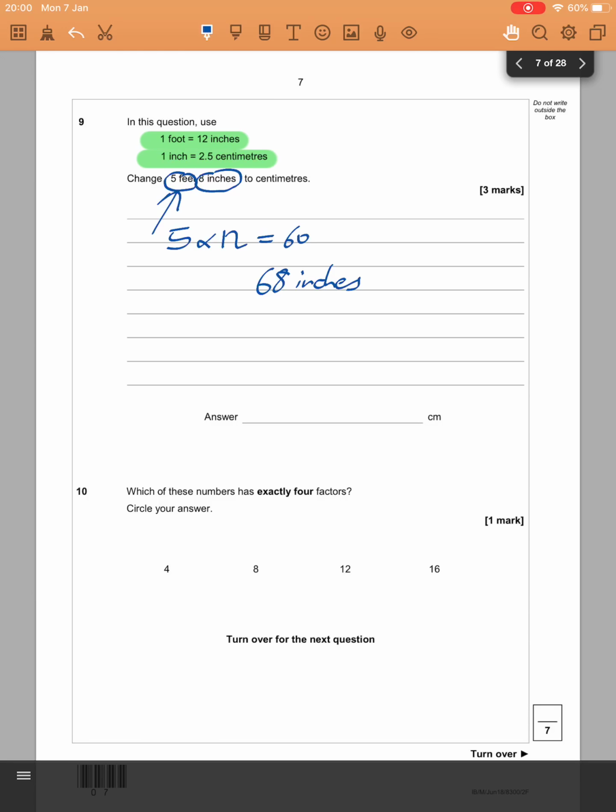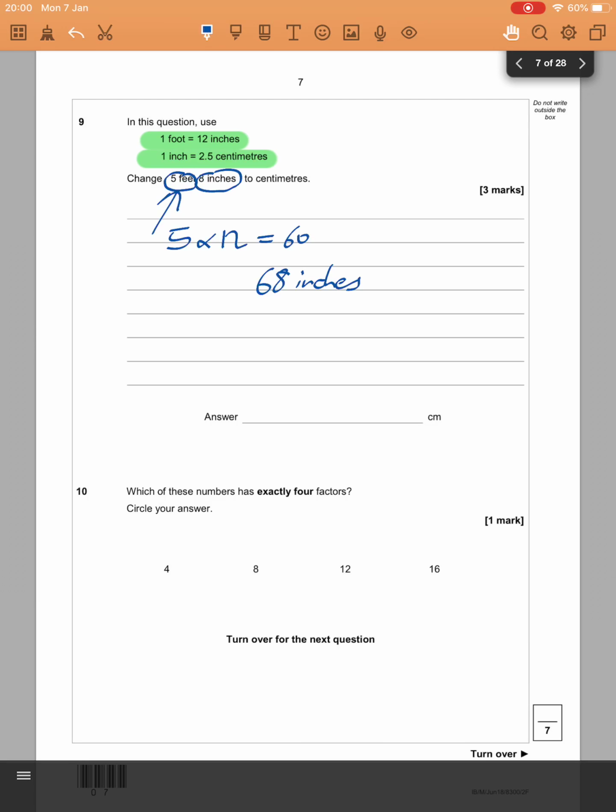Now I'm going to leave you with the job of converting that 68 inches into centimetres, and every 1 inch is 2.5 centimetres. But it's a calculator paper, so that shouldn't be too difficult.